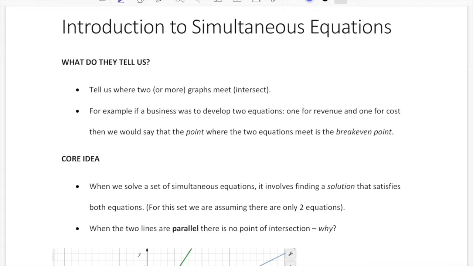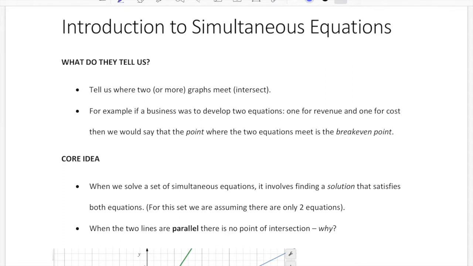In terms of what they tell us, when we graph simultaneous equations, it tells us where two or more graphs meet, and we call that the intersect. For example, if a business wanted to develop two equations, one for revenue and one for cost, we would say the point where those two equations meet is what we call the break-even point.